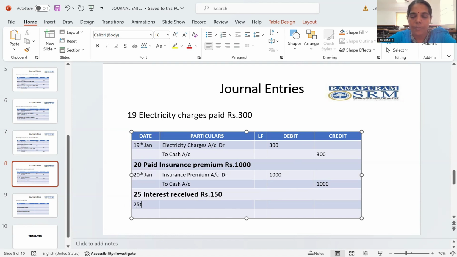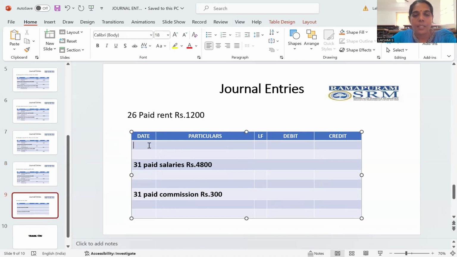January 25th, interest received. We received interest in the form of cash. So cash comes into the business, cash account debit to interest account, rupees 150. If nothing goes out of the business, we have to write the word which is given in the journal entries. If it is a name of the person or commission or interest, whatever is given in the journal entries. Being the interest received.